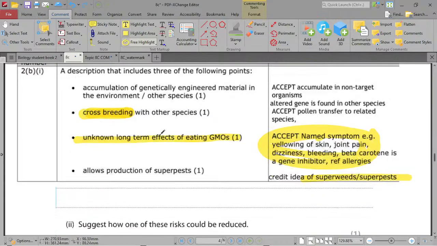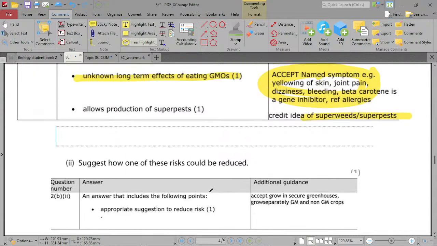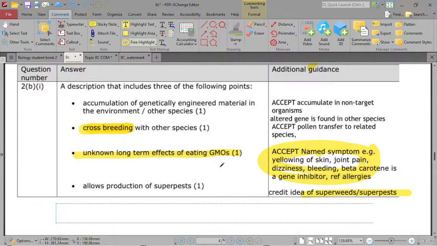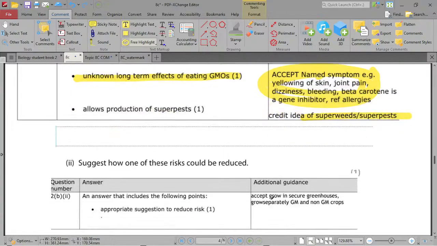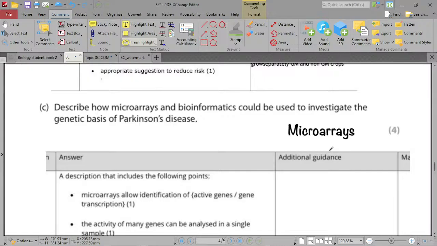So just how one of these risks can be reduced. Growing them in greenhouses away from the outdoors. Grow in secure greenhouses or grow GM and non-GM crops separately. Okay, this is important because this was there in the notes.